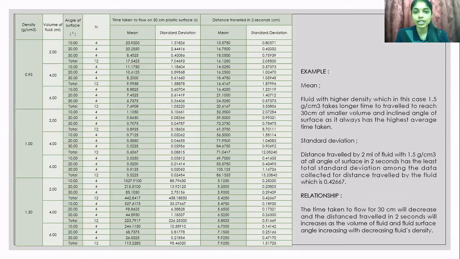The relationship in this experiment is that the time taken to flow for 30 cm will decrease and the distance traveled in 2 seconds will increase as the volume and surface angle increase with decreasing density.